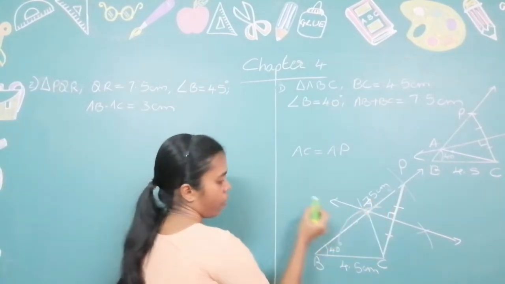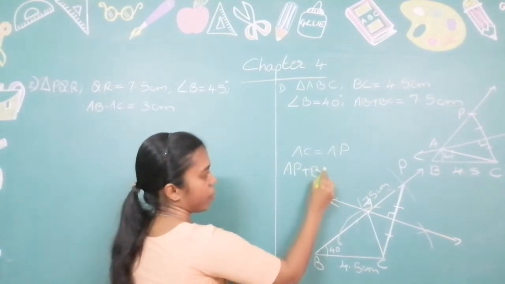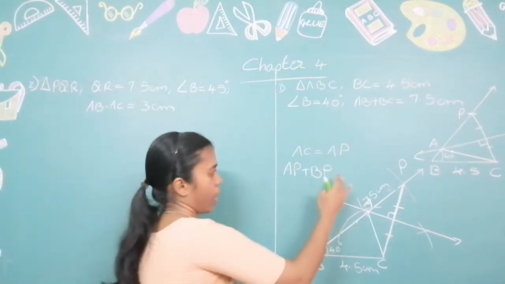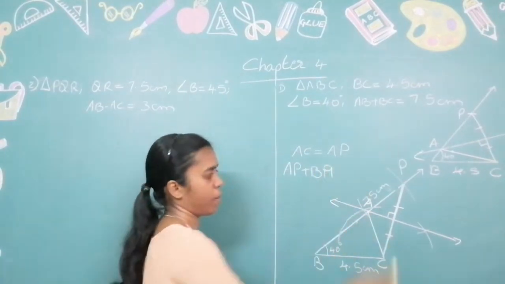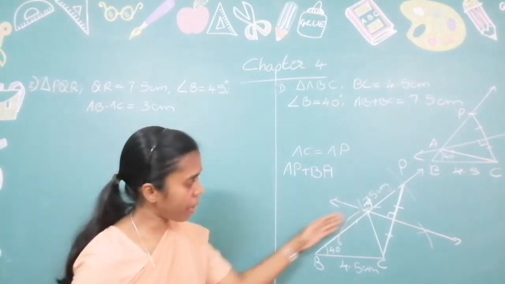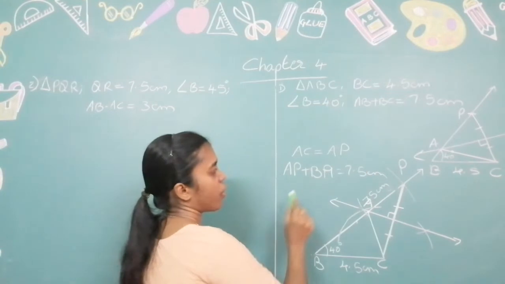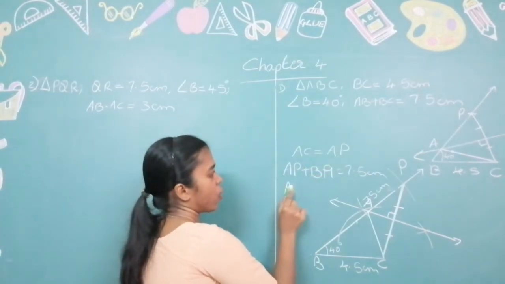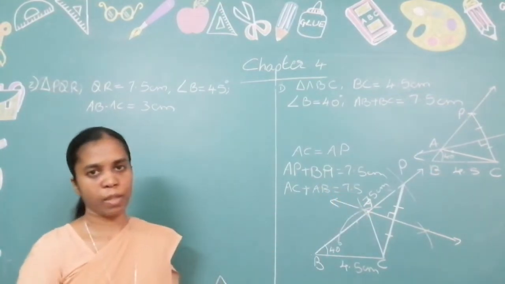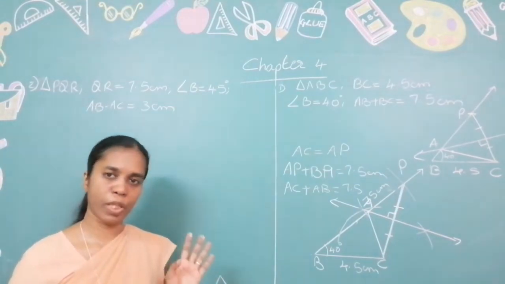Now, we have AP plus BP. How much is AP plus BA? Look at it, BA and AP. AP plus BA is what we first took as 7.5 centimeters. Now we know that AP is the same as AC. So we can write that AC plus AB is equal to 7.5 centimeters. Is it clear? We are making use of the perpendicular bisector theorem over here.